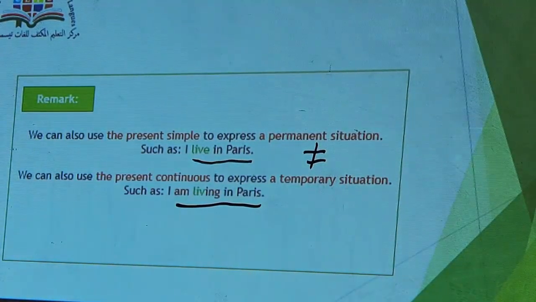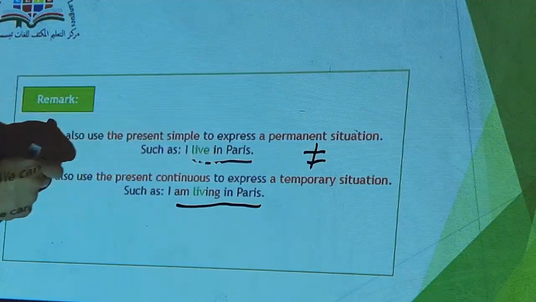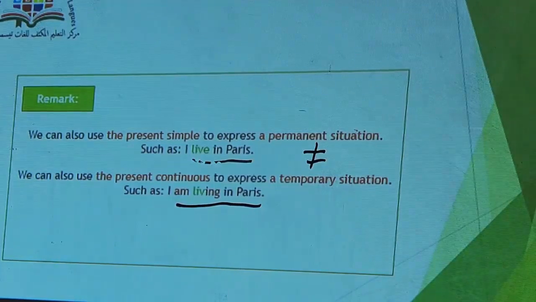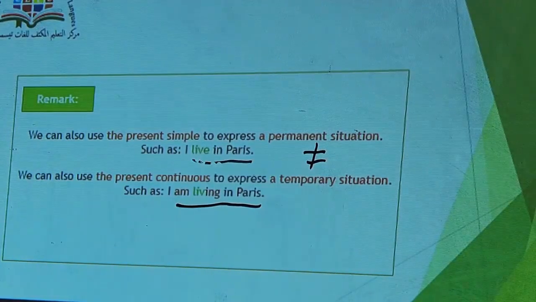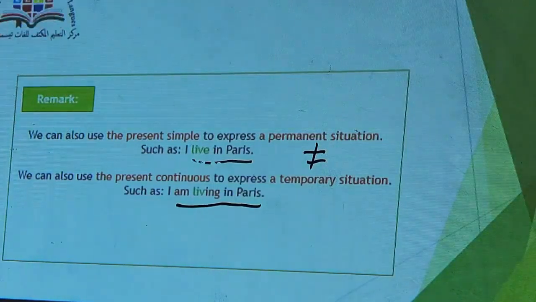So, I live in Paris, here we have used the present simple in order to express a permanent situation. What do we mean by a permanent situation? A permanent situation means that it is a stable situation. It means that I live in Paris and I am not willing to quit Paris. So this is what we call a permanent situation.